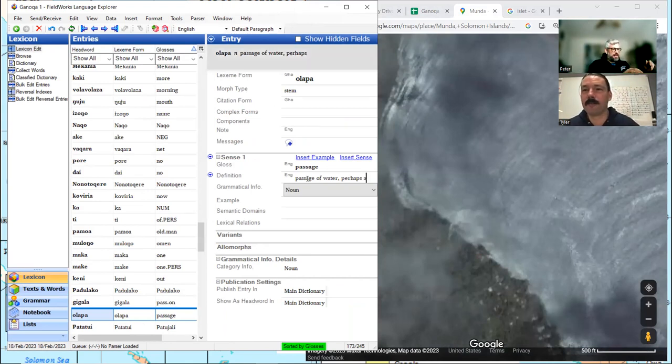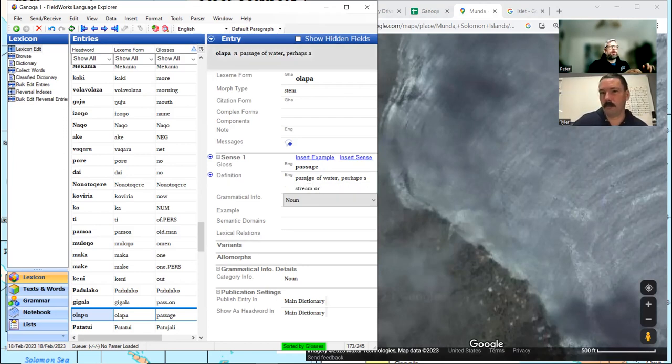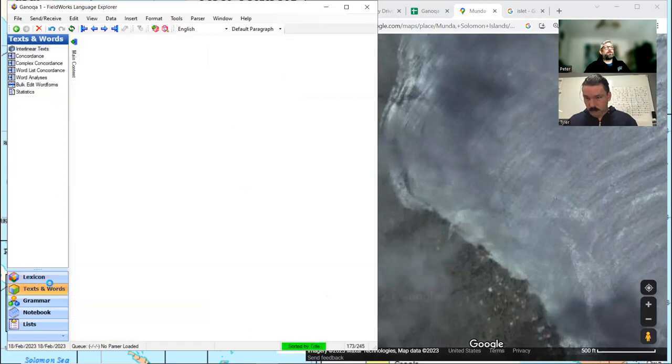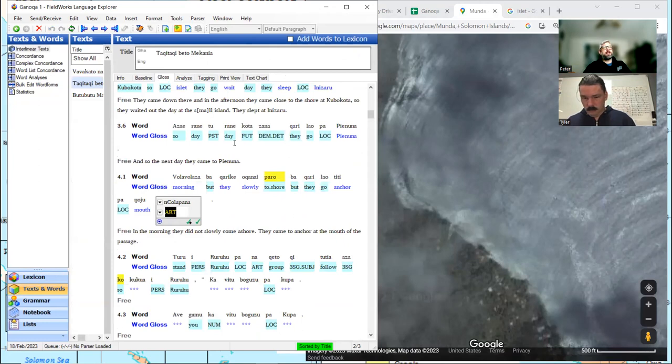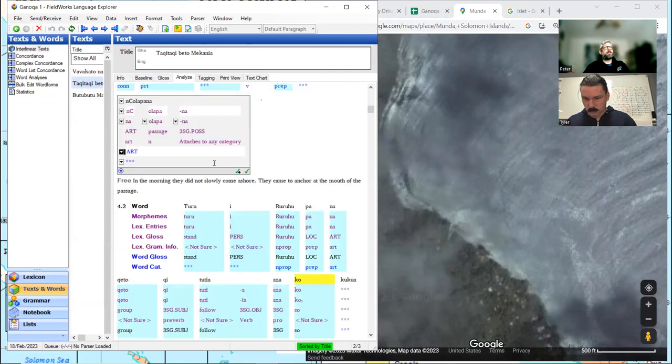Now I see how. Perhaps a stream or river or strait. I'm struggling to type today. Since we don't know, I'll leave it open. We can come back to it if we ever were to get to meet a Ganoqa speaker and ask them questions. We would have a list of things to ask. Now, that is a horrible word gloss. Don't do that to us. Sometimes it gives you nonsense like that, but it's passage or something. I'm just going to call it passage, for ease of reading. We know what the na does.